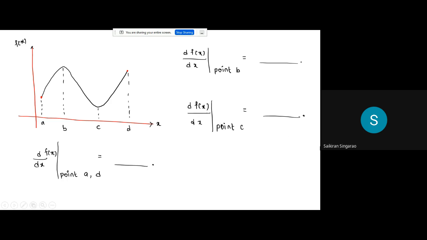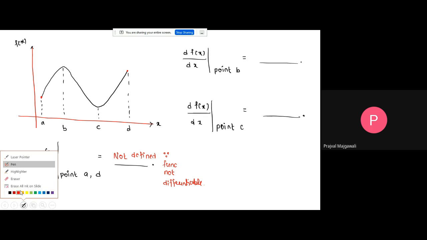So slope means you will say not defined. Don't say infinity, say not defined. Why not defined? Since the function is not differentiable. Did you understand this? Function not differentiable. Got this right. Did you understand, everybody? Very good.